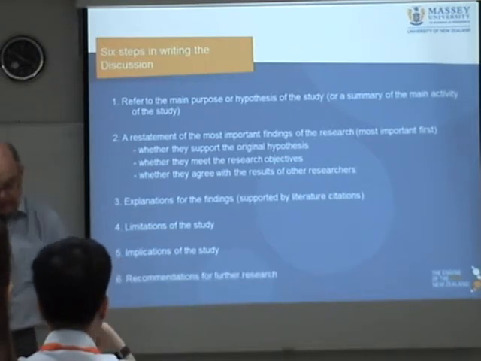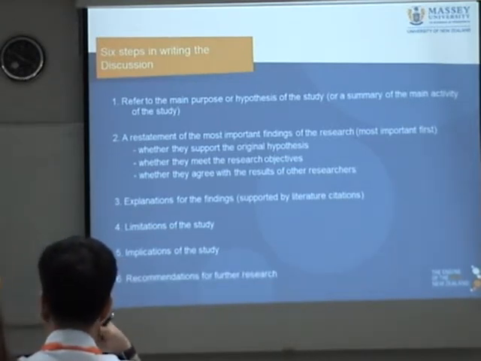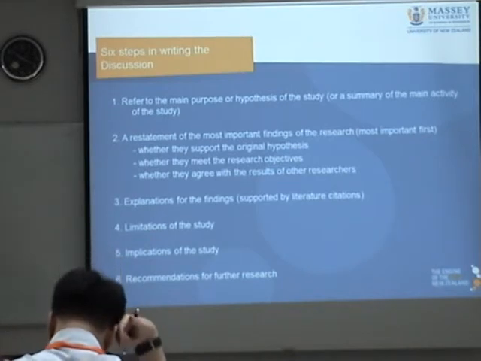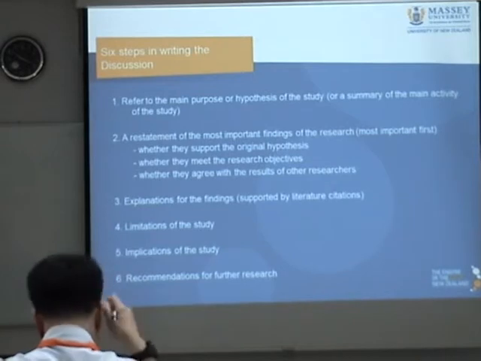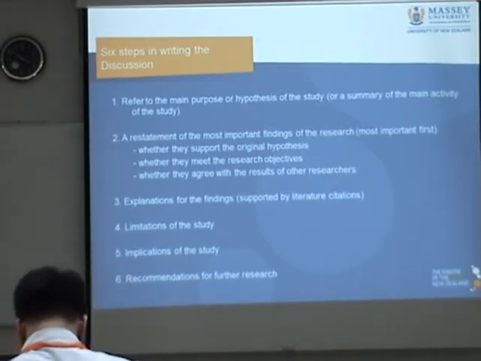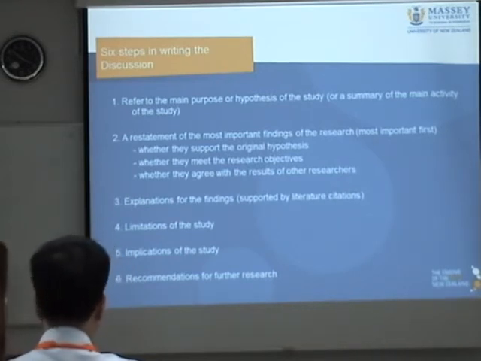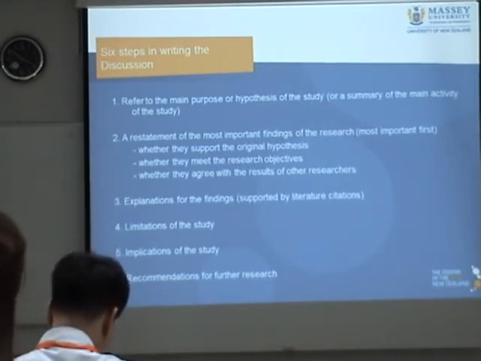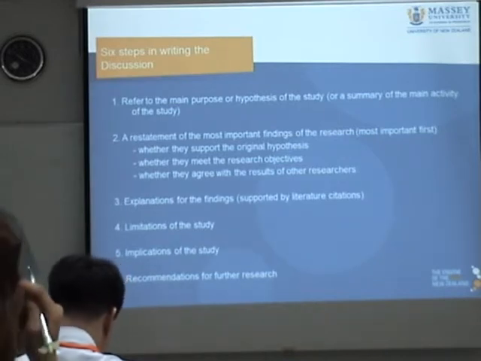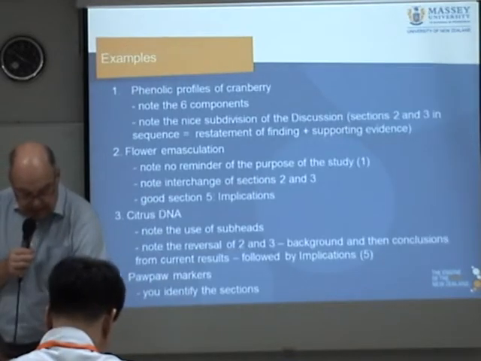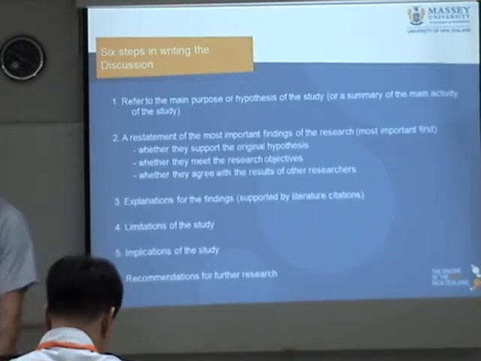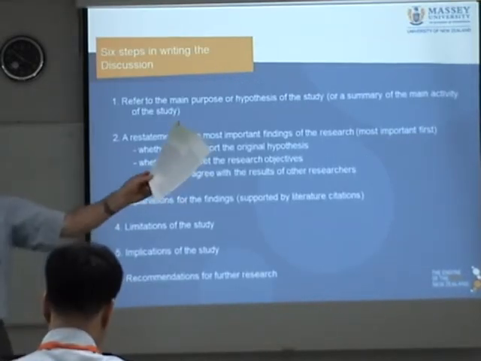And finally, recommendations for other research. If you were going to do some more research in that field, what would you do? If you were moving on and thought that other scientists should continue to study in that area, what would you recommend that they do? So those are 6 steps, and we'll have a look at some examples. All right, so could you have a look at paper 5 that I've handed out?